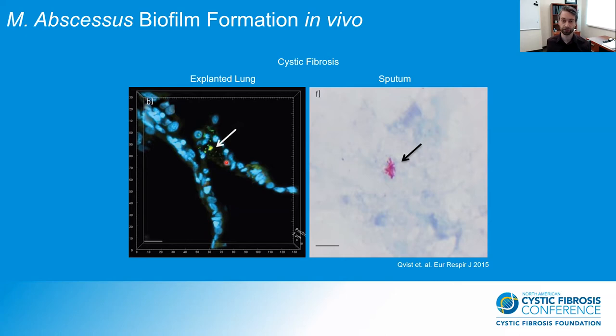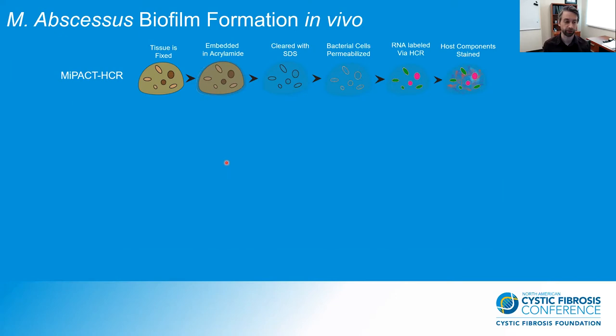So we've poked at this a little bit using our tissue clearing method, MyPACT-HCR. What we do here is get a sputum sample, fix it, and embed it in acrylamide to provide structural stability. You can optically clear it with a detergent, SDS. Then you permeabilize the bacterial cell wall, so you can add a FISH probe or a FISH amplification technique we use called HCR. And then you can label host components with fluorescent dyes and do 3D visualization of the infection site.